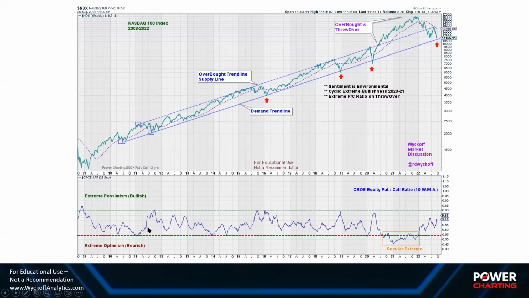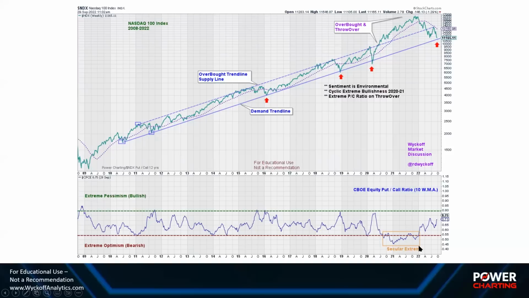Underneath, I put a very, very long-term put-call ratio chart. This is a 10-week moving average, which I consider to be just a fascinating chart, because look at how the sentiment oscillates between extreme pessimism, lots of put buying, and extreme optimism, lots of call buying, and how this coincides with important highs and lows. Here, something unique happened in 2020 after the COVID rally began, so to speak.